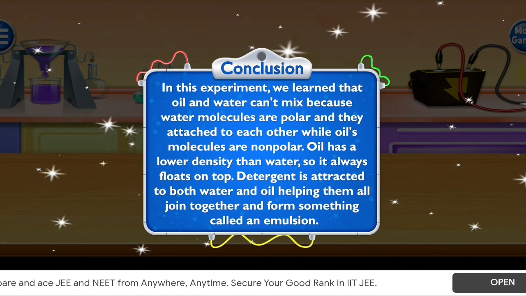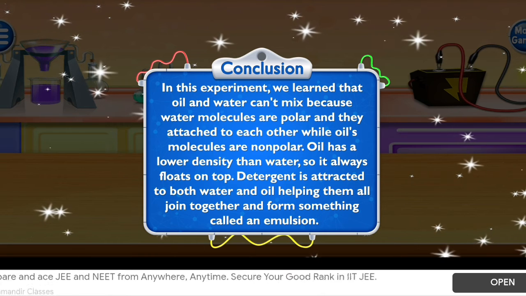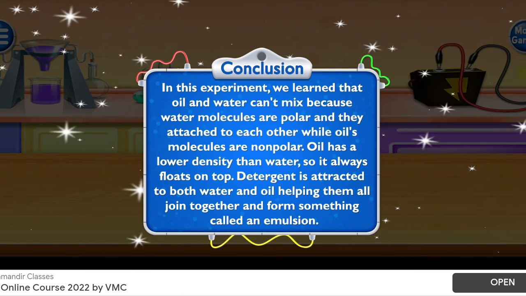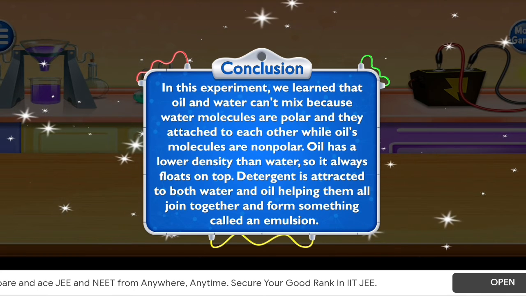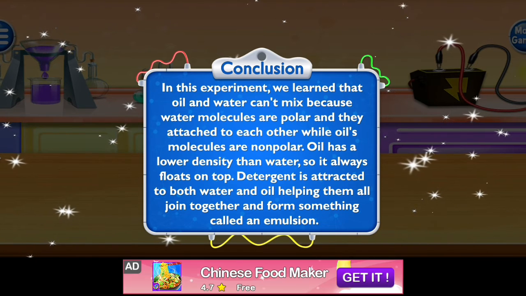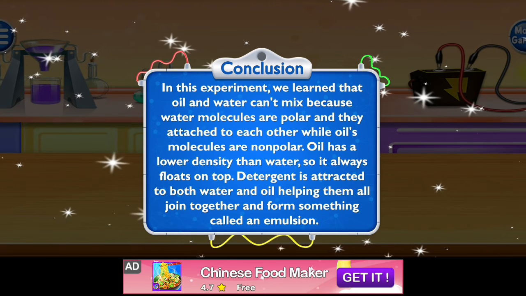In this experiment, we learned that oil and water can't mix because water molecules are polar and they attach to each other, while oil's molecules are nonpolar. Oil has a lower density than water, so it always floats on top. Detergent is attracted to both water and oil, helping them all join together and form something called an emulsion.